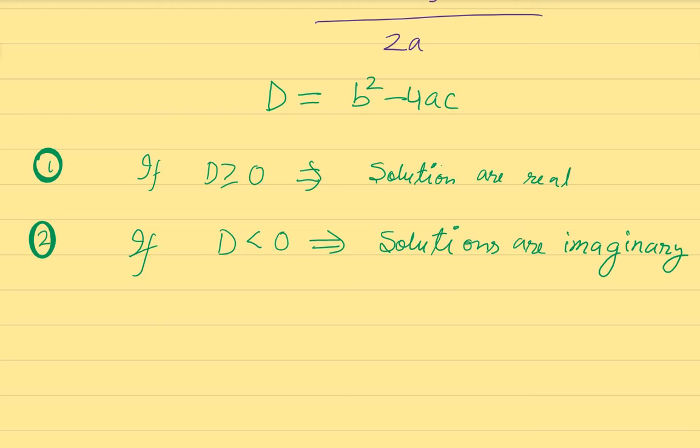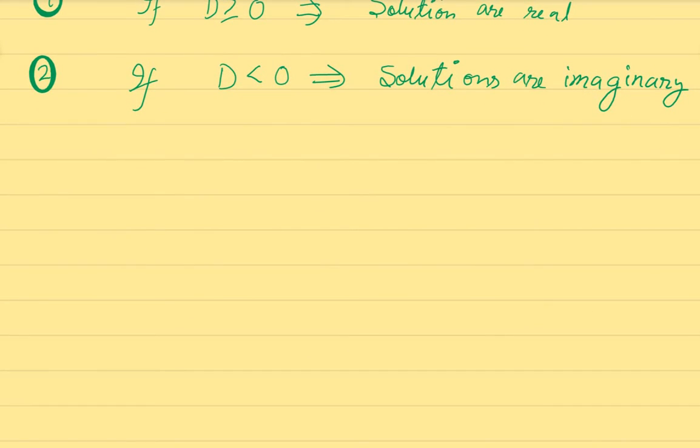The concept behind this comes from complex numbers. We know that minus 1 times minus 1 is written as i square, whereas i is the imaginary part. So i equals square root of minus 1.